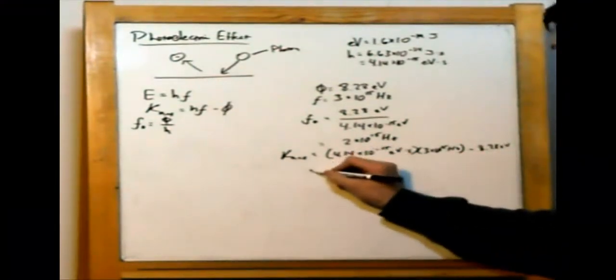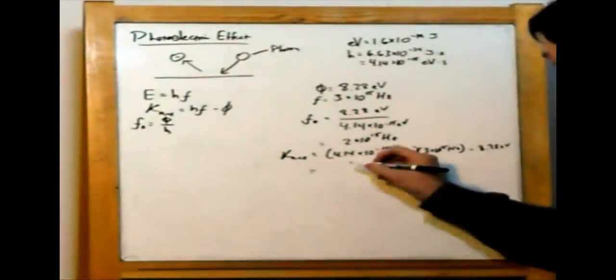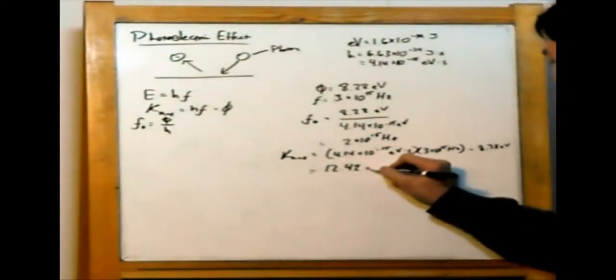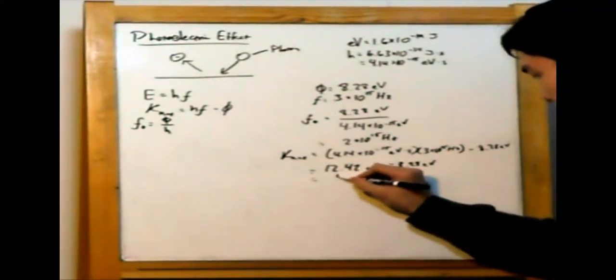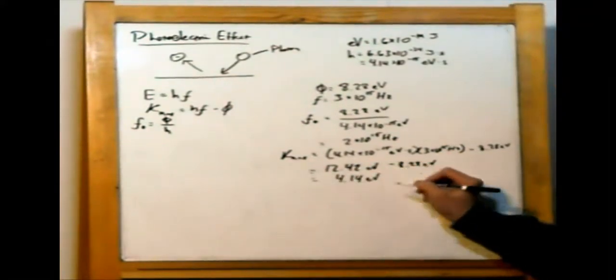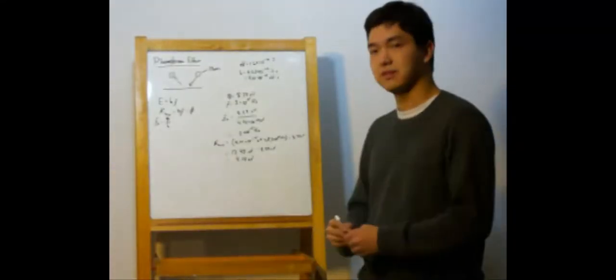So let's just put this together. First we do this multiplication, and we end up with 12.42 electron volts minus 8.28 electron volts. And we're left with 4.14 electron volts. And that's the maximum kinetic energy of our leaving electrons.